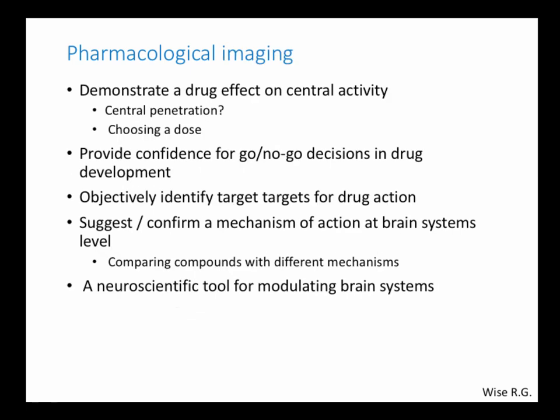So the point of pharmacological fMRI, just to be abundantly clear, is to demonstrate the effect of the drug. Did the drug actually manage to get into the brain? Because not all of the drugs actually penetrate the blood-brain barrier. It might also help in choosing a dose. A lot of doses are actually given in terms of dose per weight, and that may not actually be how that affects the brain.